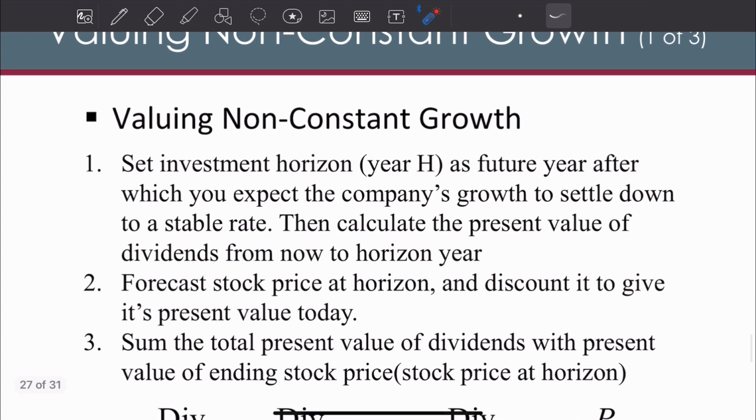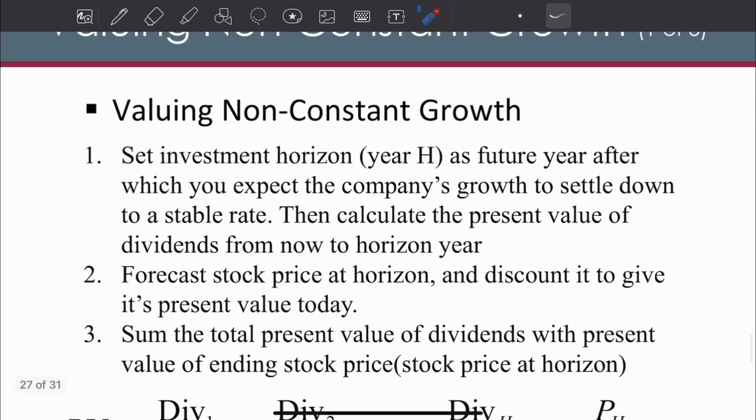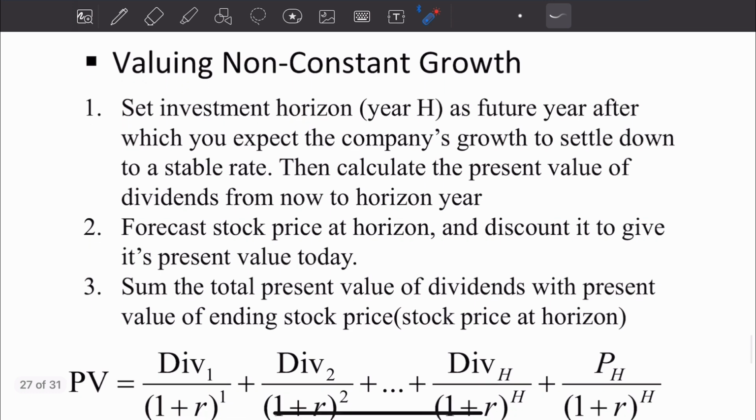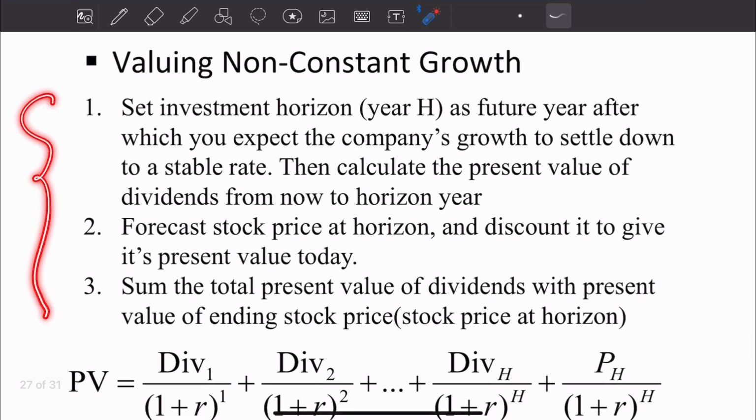Okay. Now, we learned how to value stocks if they had no growth. We learned how to value stocks if they had a constant growth in the dividends. Now we're going to see the third scenario where we want to value stocks with non-constant growth. So there is an expectation for growth, but that growth is not constant. There's no fixed G or growth rate. If we have that scenario, we're going to need to follow these steps.